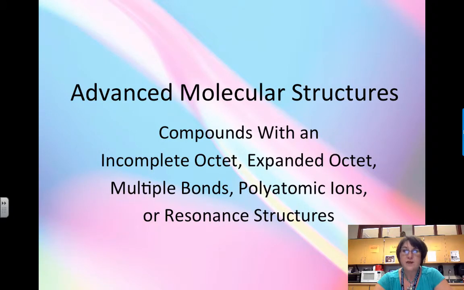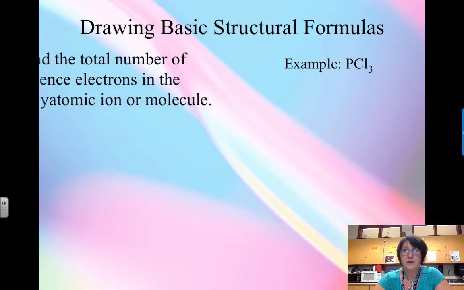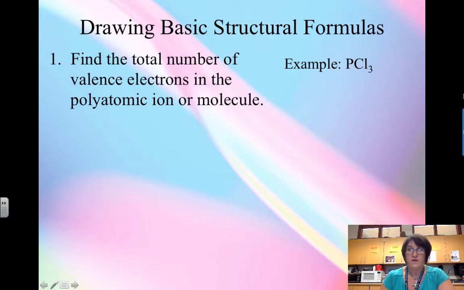Today we're working on an honors chemistry topic called Advanced Molecular Structures. In class we did some basic structures, but now we're going to look at compounds with an incomplete octet, expanded octet, multiple bonds, polyatomic ions, or even a resonant structure. So let's start with basic formula drawing.